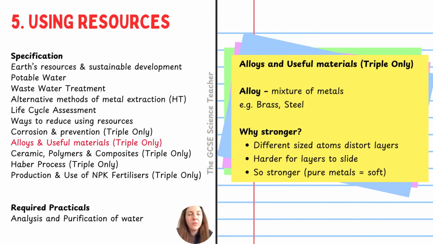Alloys are the most common form of metals in everyday objects. They contain multiple metals. So steel is a good example of an alloy. It contains iron and other metals.